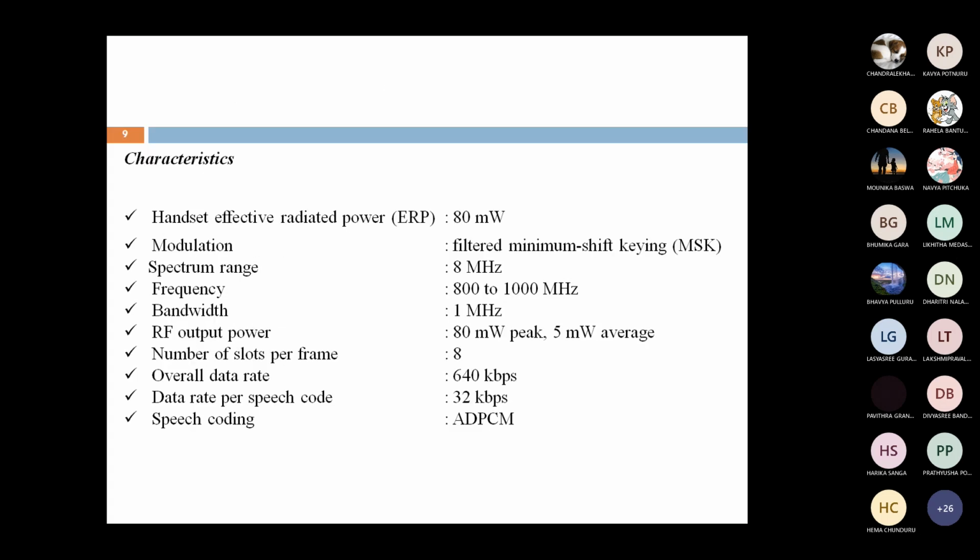The characteristics of CT3: first, handset effective radiated power, ERP, is 80 milliwatts, and modulation is MSK, minimum shift keying. The spectrum range is 8 megahertz, the frequency range is 800 to 1000 megahertz, and the bandwidth is 1 megahertz. RF output power is 80 milliwatts peak, and the number of slots per frame is 8. The overall data rate is 640 kbps, the data rate per speech codec is 32 kbps, and speech coding is ADPCM. Almost all characteristics are equal to CT2.